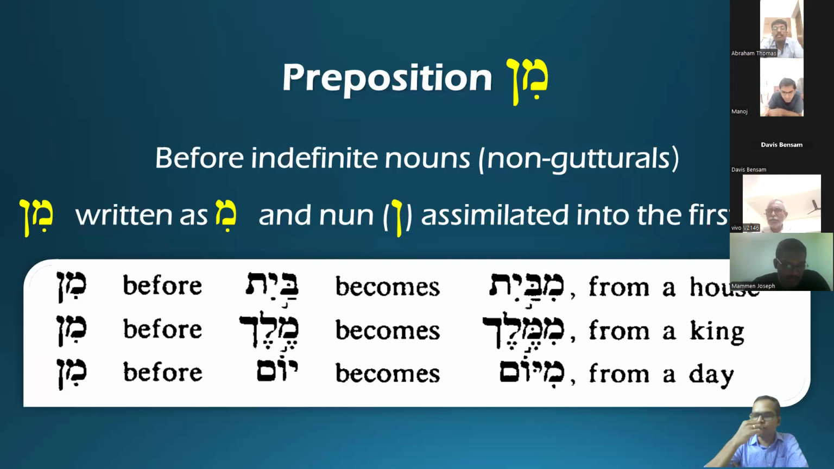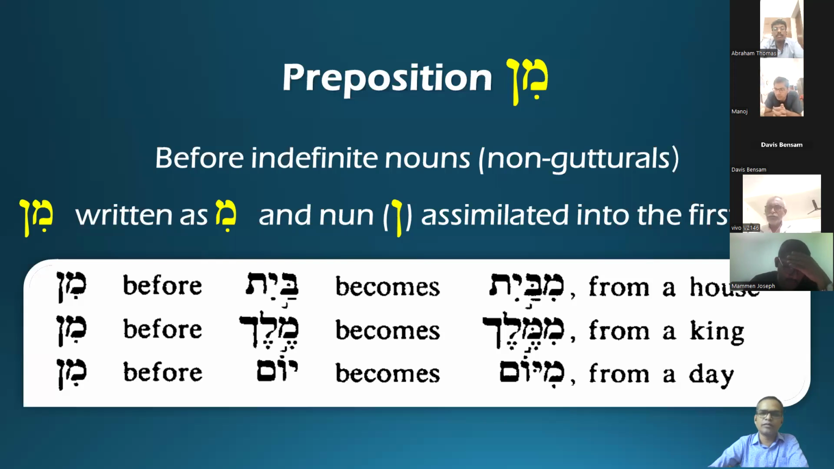All right. So when min, the separable preposition, is placed before an indefinite noun whose initial consonant is a non-guttural, mem and hirak will appear before the indefinite noun, but nun will be assimilated into the first consonant of the indefinite noun in the form of dagesh forte. So that means when it becomes dagesh forte, definitely that particular letter will be doubled.